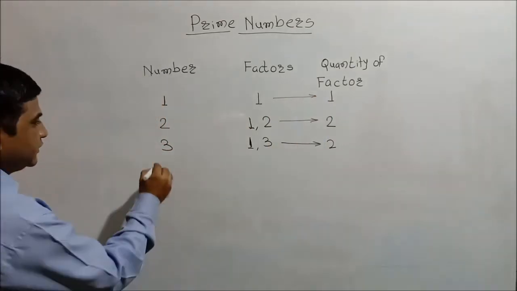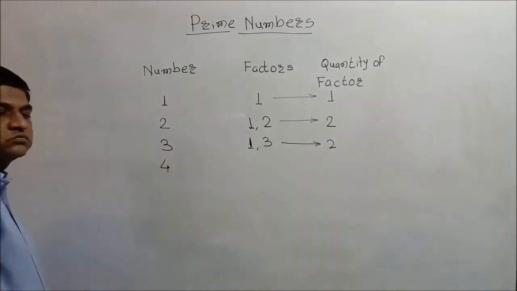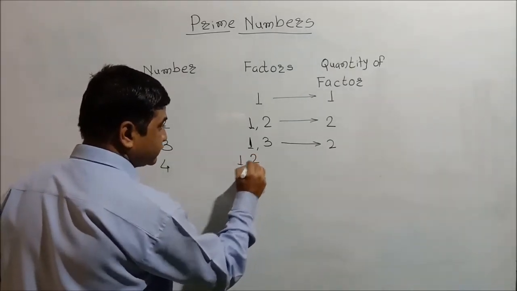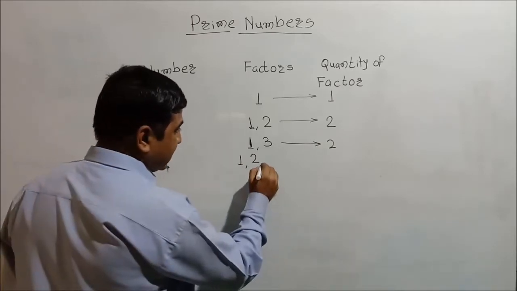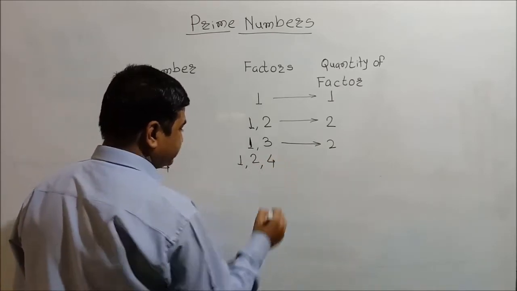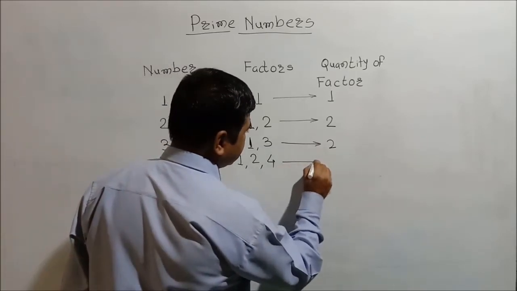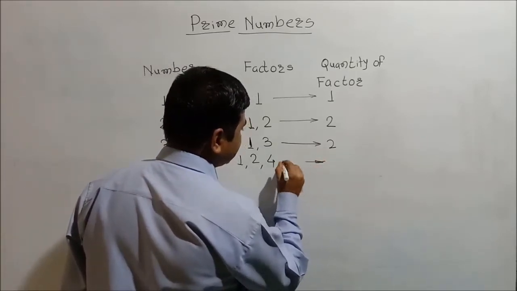Now we'll find out about 4. Well, 4 can be divided perfectly by 1. It can be divided by 2 also. And next we have 4, because the number divides itself without leaving any remainder. So the number of factors in this case is 3.